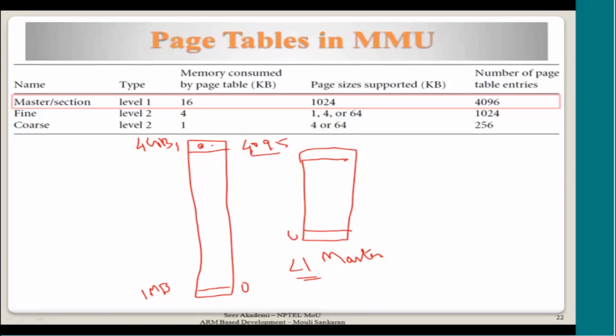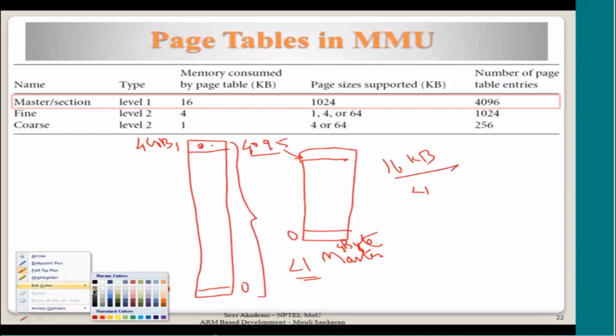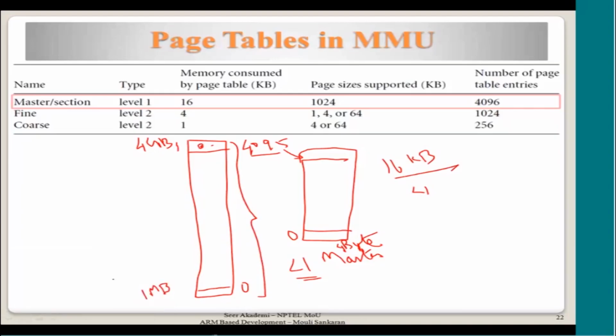So the number of entries is 4096, and each entry in the table occupies 4 bytes of space. So totally there will be a 16 kilobyte L1 table. Once we have a table which will take care of the complete 4 GB space that is available for the programmer, then we can play around with that.